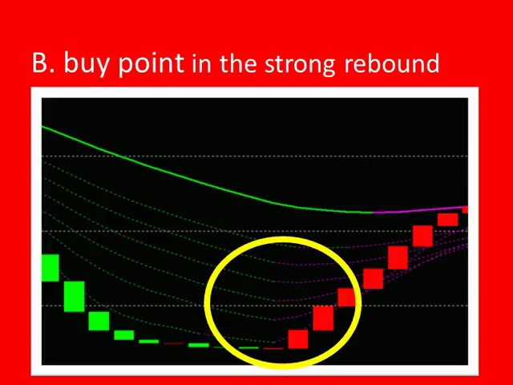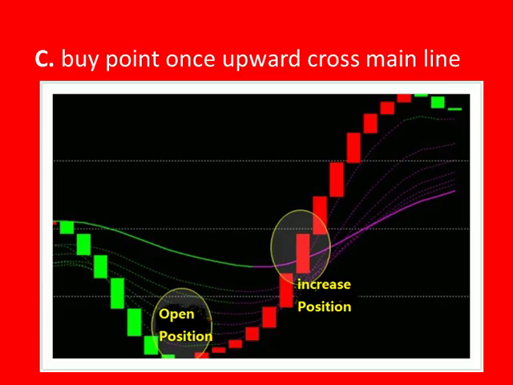Then the third point. Buy point once upward across the main line. What's the upward cross main line? Firstly, the main line from down to flat, or from down then up. The candlestick upward break out, upward cross the main line. So you can increase your position. Okay, the third buy point. So here you open position. So here you increase your position.